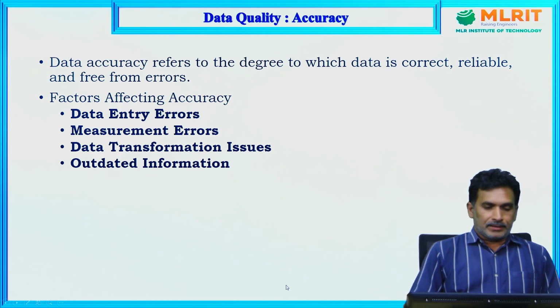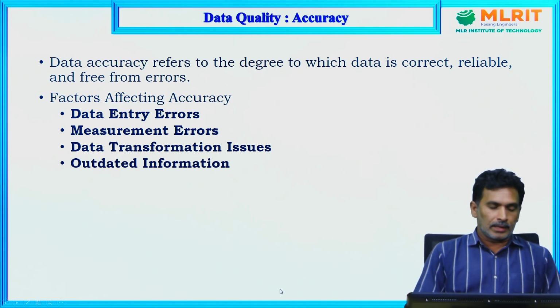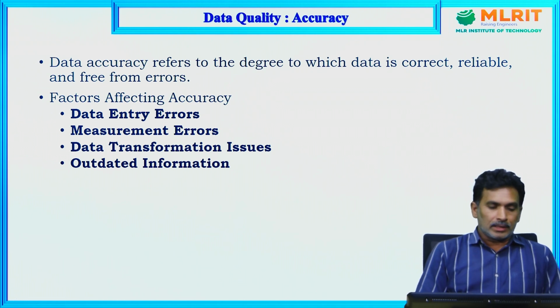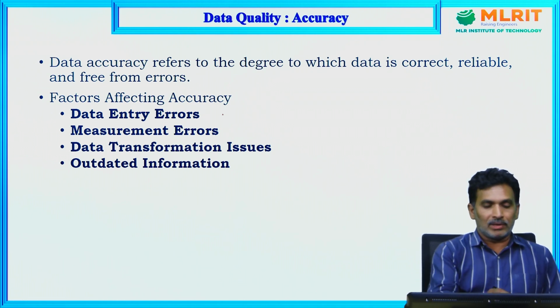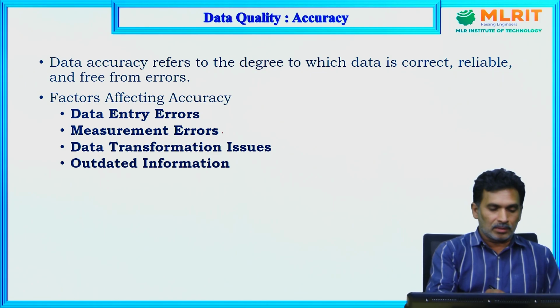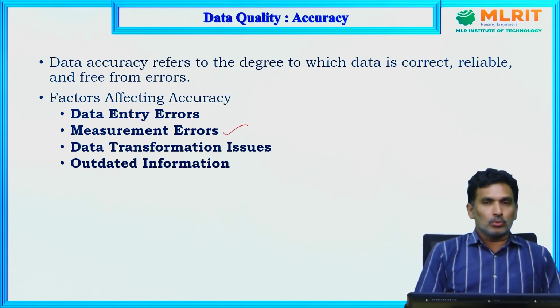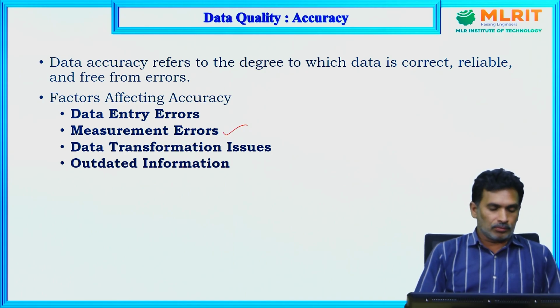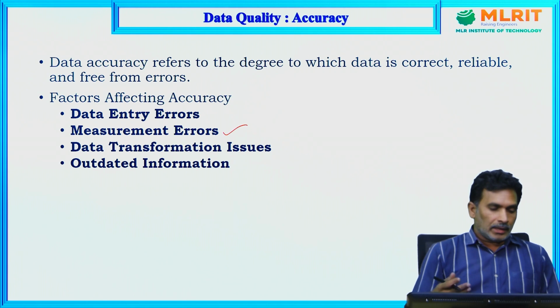What are the factors affecting accuracy? First, data entry errors: sometimes we prepare the data by entering it manually, so there could be manual typo errors. Next, measurement errors: if you are using equipment which is not perfect, or a method which is also not accurate, there are possibilities of getting inaccurate data.